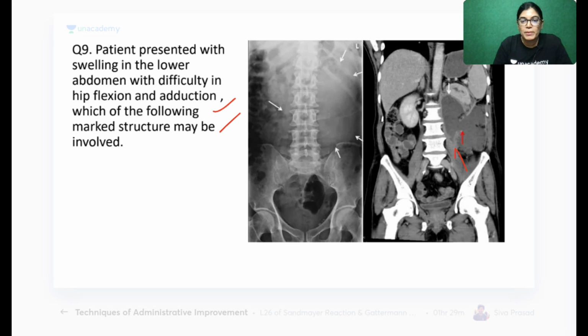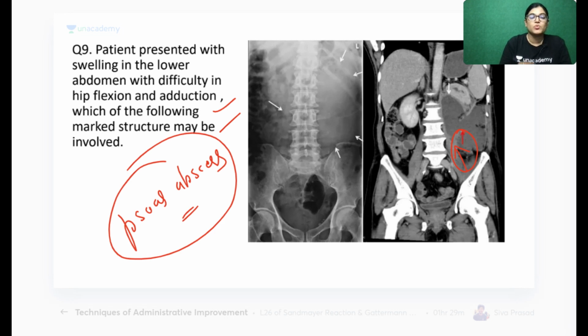If this arrow is marked here, then this is the area of psoas abscess. The correct answer is psoas abscess. The psoas major muscle originates from the lumbar region, and from here it inserts into the lesser trochanter of the femur. So originating from the lumbar region, where does it insert? The lesser trochanter of the femur.